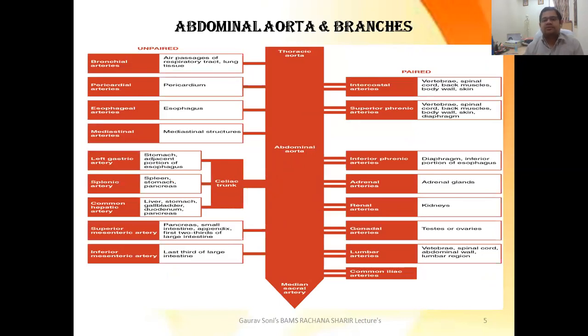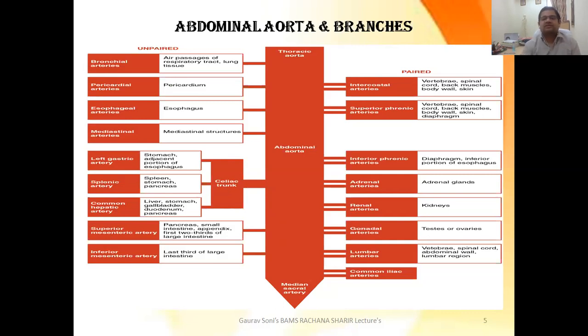Then comes the abdominal aorta. The abdominal aorta starts at the level of T12, where it pierces the diaphragm, as we've already discussed. From here, it gives the celiac trunk. The celiac trunk has three big branches: left gastric artery, splenic artery, and common hepatic artery. Then it also gives two main anterior branches, the superior mesenteric artery and the inferior mesenteric artery. These supplies are determined at the time of embryology only.